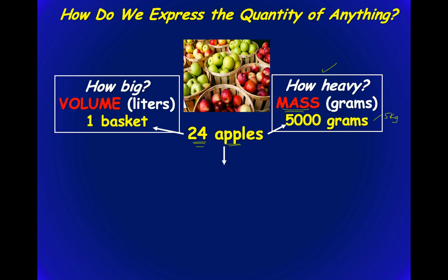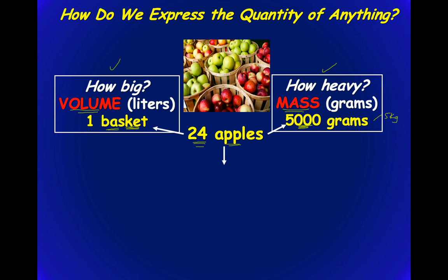You can also do it by volume, right? You could put these apples in a bag, or you could put them in a bushel. These little wood baskets. Okay, and you could say, okay, it was 24 apples. Maybe if I weigh them, they're 5 kilograms. But also, they could fit in a basket. So that would be by volume. All right, so we can pay for things by volume.